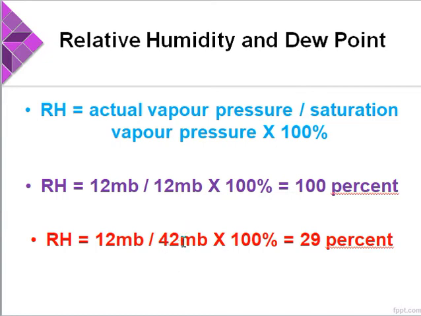The relative humidity of this unsaturated warmer air is now much lower, as the RH equals 12 mb, the actual vapor pressure, over the 42 mb saturation vapor pressure, times 100. It is equal to 29%. To what temperature must the outside air with a temperature of 30 degrees Celsius be cooled so that it is once again saturated? So the answer, of course, is 10 degrees Celsius.